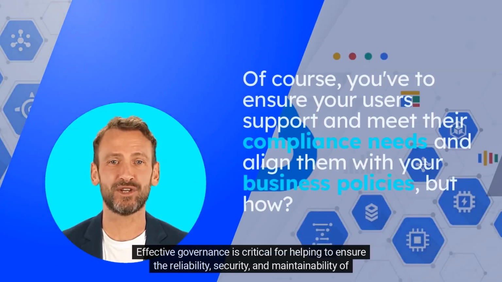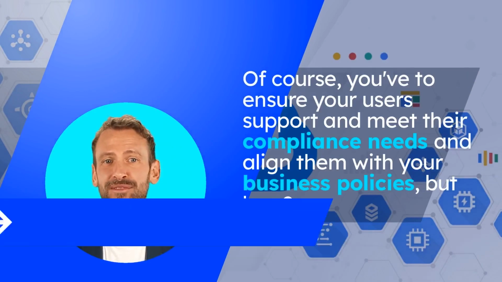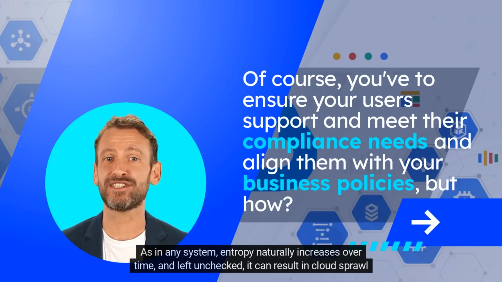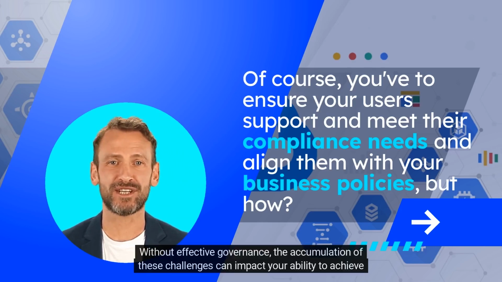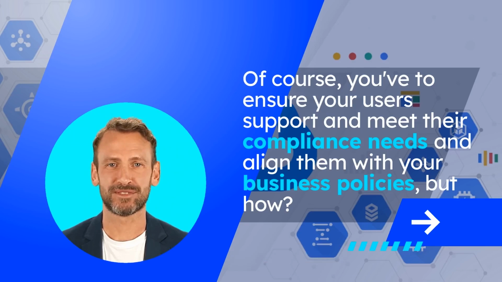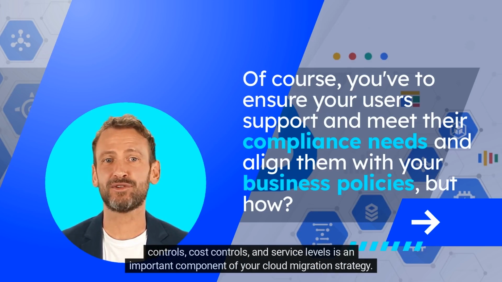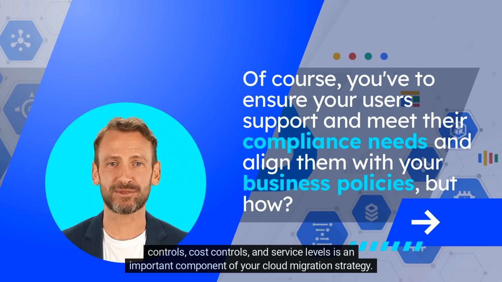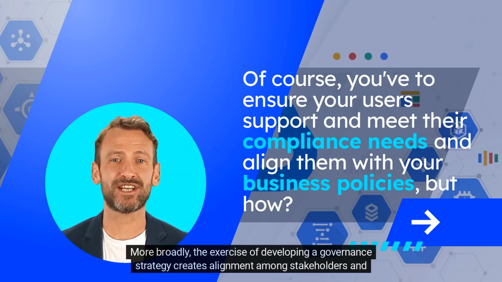Effective governance is critical for helping to ensure the reliability, security, and maintainability of your assets in Google Cloud. As in any system, entropy naturally increases over time, and left unchecked, it can result in cloud sprawl and other maintainability challenges. Without effective governance, the accumulation of these challenges can impact your ability to achieve your business objectives and reduce risk. Disciplined planning and enforcement of standards around naming conventions, labeling strategies, access controls, cost controls, and service levels is an important component of your cloud migration strategy. More broadly, the exercise of developing a governance strategy creates alignment among stakeholders and business leadership.